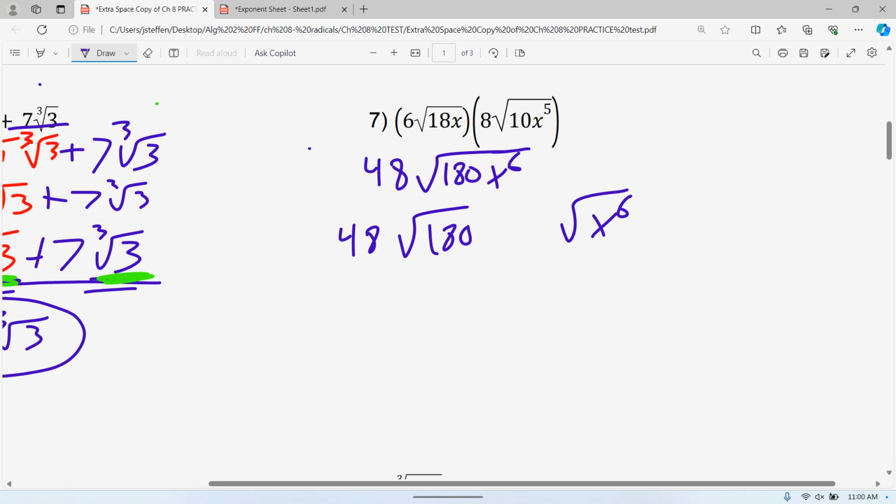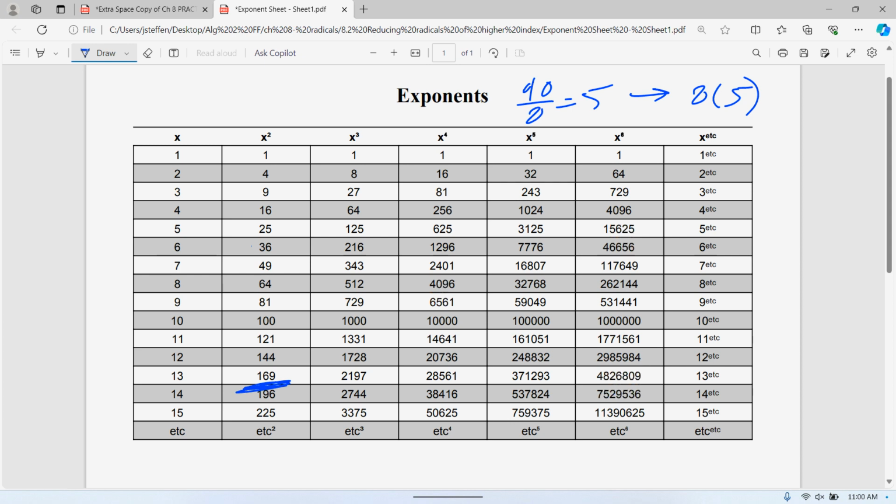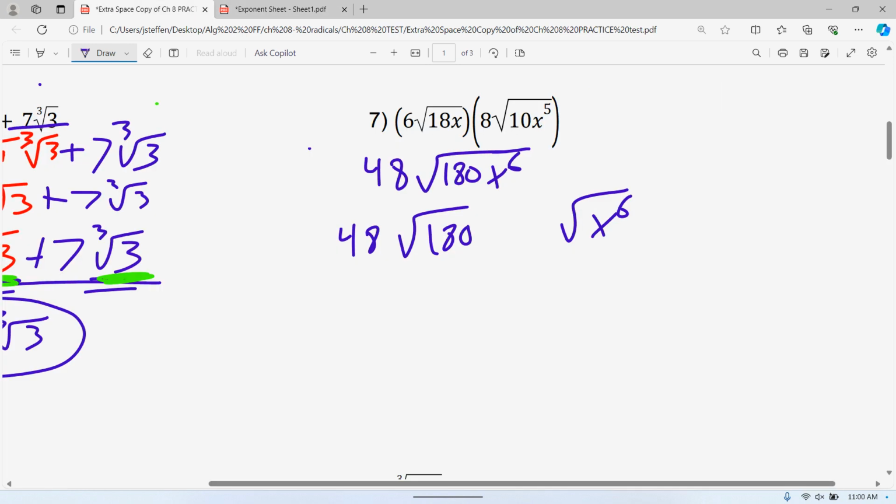So 180, I'm going to probably not use the exponent sheet as much, just because you use it almost every problem. I guess it doesn't matter. 180 is the square root. 180 would be right here. And let's see. So none of these work, and I know it's 36. So that's how we're going to go a little bit quicker like that. So 180 is 36 times 5. 48 times 6 root 5.